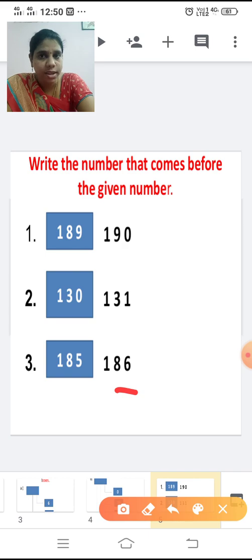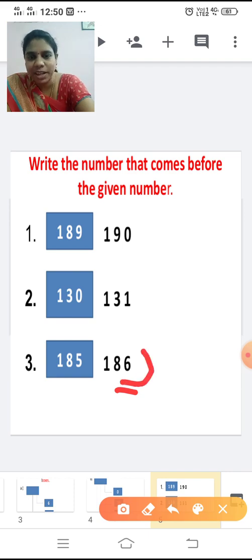Now tell me, what number comes before 186? Before 6, what number will come? 5. So 185. What number comes before 186? 185 comes before 186.